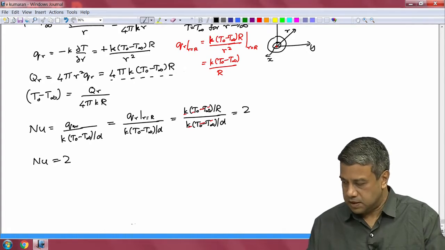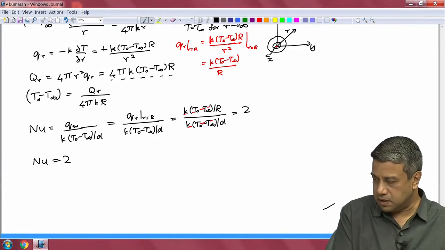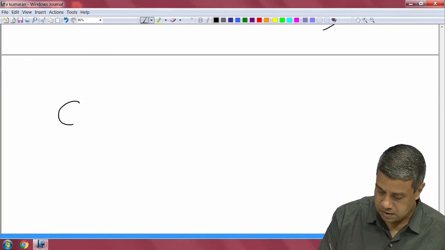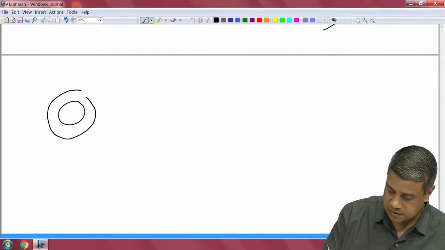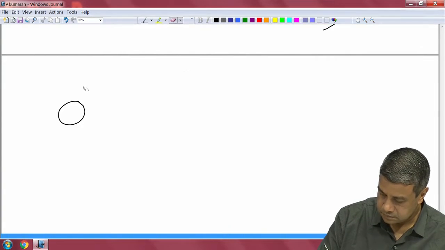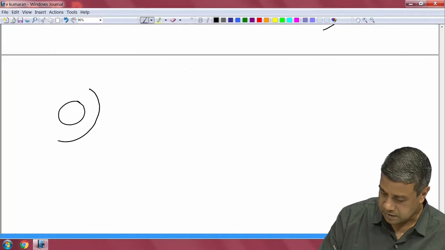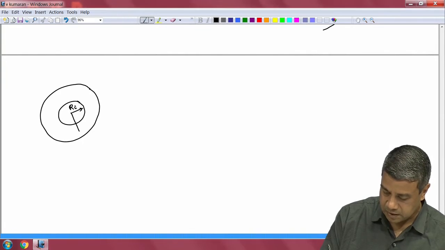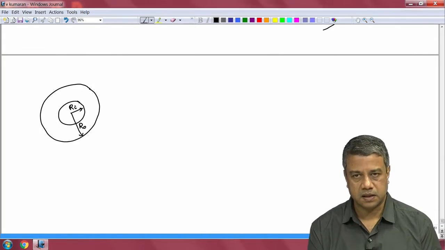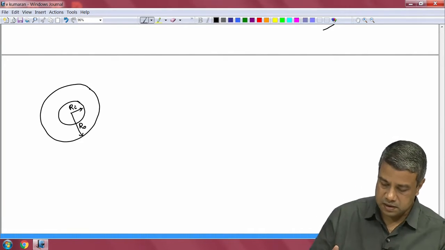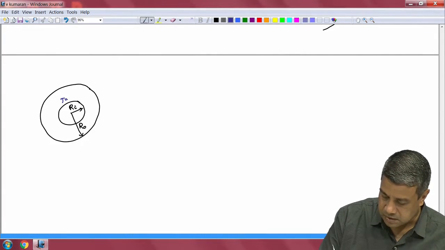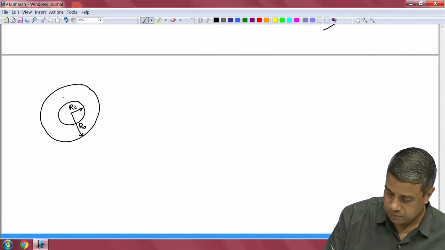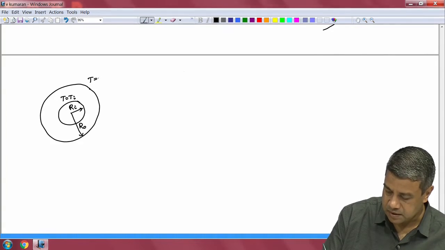So, let us consider a slightly more complicated problem, which is the conduction from a spherical shell. Let us say that I had a spherical shell between two concentric spherical surfaces, with inner radius r_i and outer radius r_o, and the temperature on the inner surface is T equals T_i, on the outer surface T is equal to T_o.